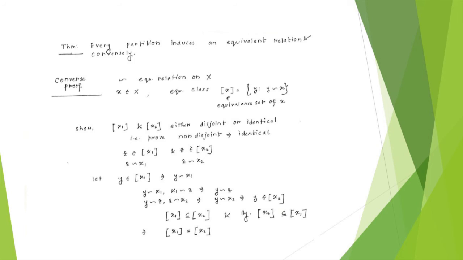Now it remains to be shown that any two equivalence sets, that is the equivalence classes [x1] and [x2], are either disjoint or identical. We prove this by showing that if the classes x1 and x2 are not disjoint, then they must be identical.